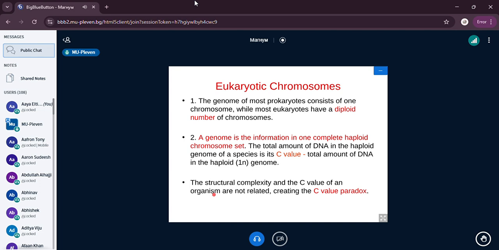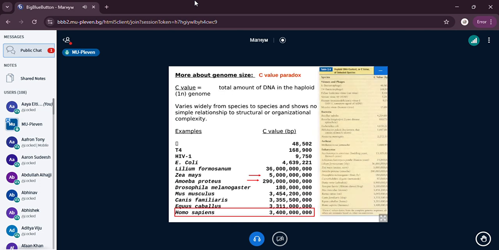C value is the total amount of DNA in the haploid genome. Okay, Ashvarya, I understand. There is the C value paradox. What does the C value paradox consist of? Here are shown the number of base pairs in different organisms.